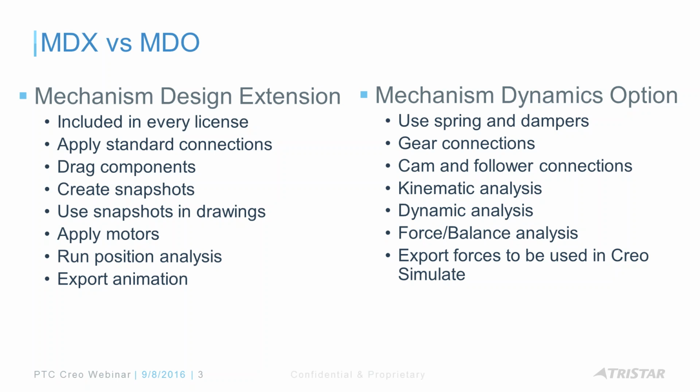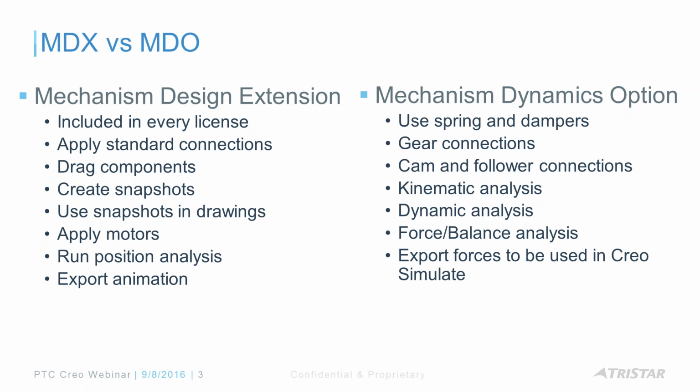Now we have a second license, which is called Mechanism Dynamics Option, and this is a separate license. This will give you more functionality. Besides everything Mechanism Design Extension offers, it will allow you to use springs and dampers, gear connections, cam and follower connections. Then you get more analysis types. You get kinematic analysis, dynamic analysis, force balance analysis. You can also export forces into Creo Simulate.